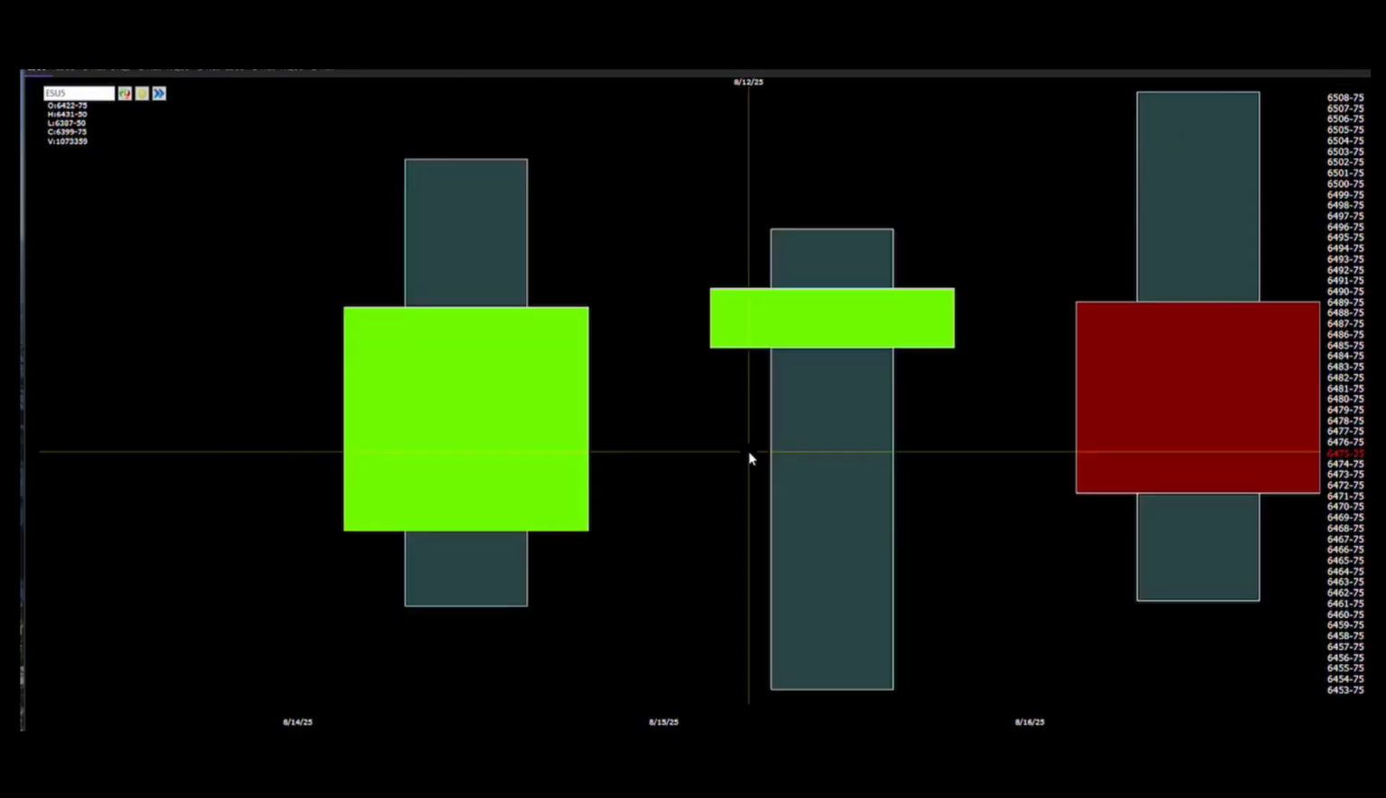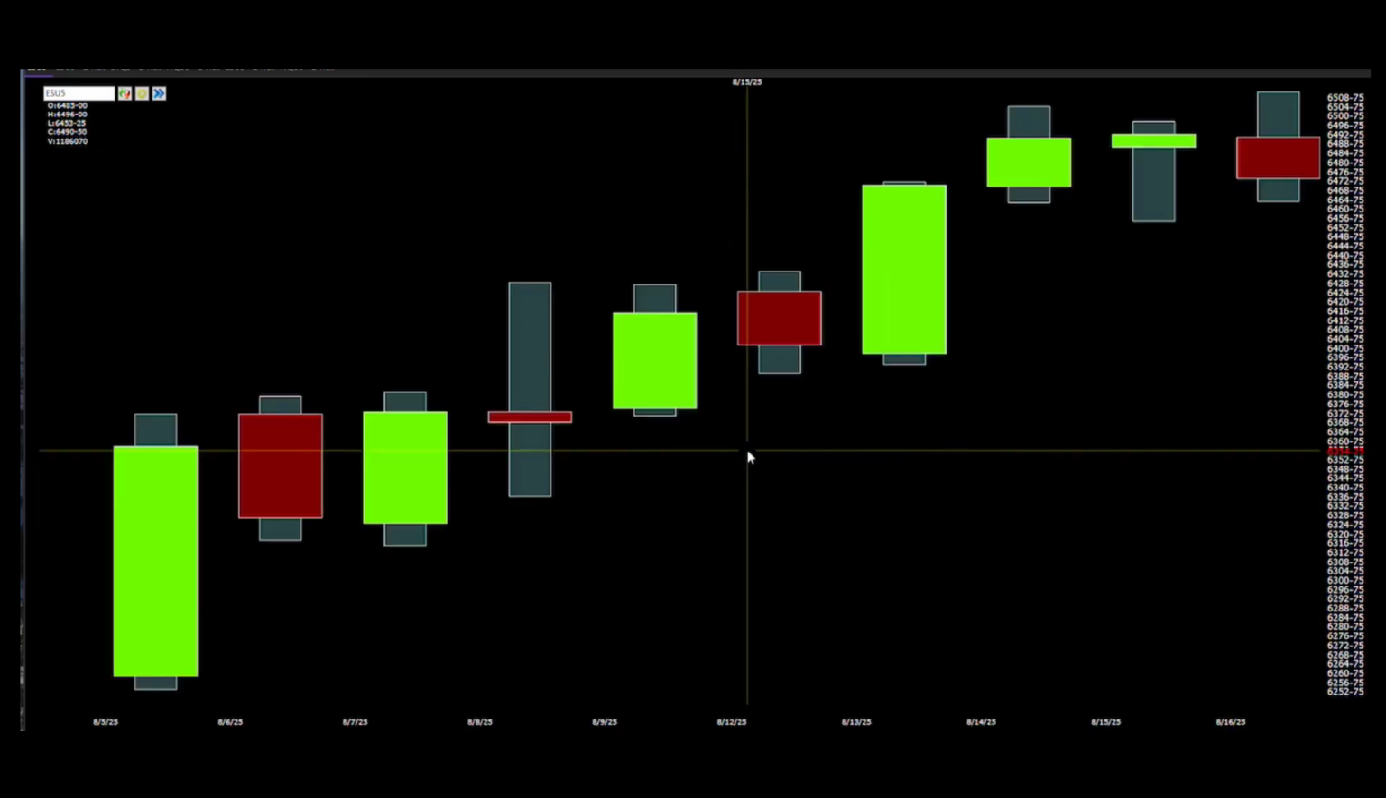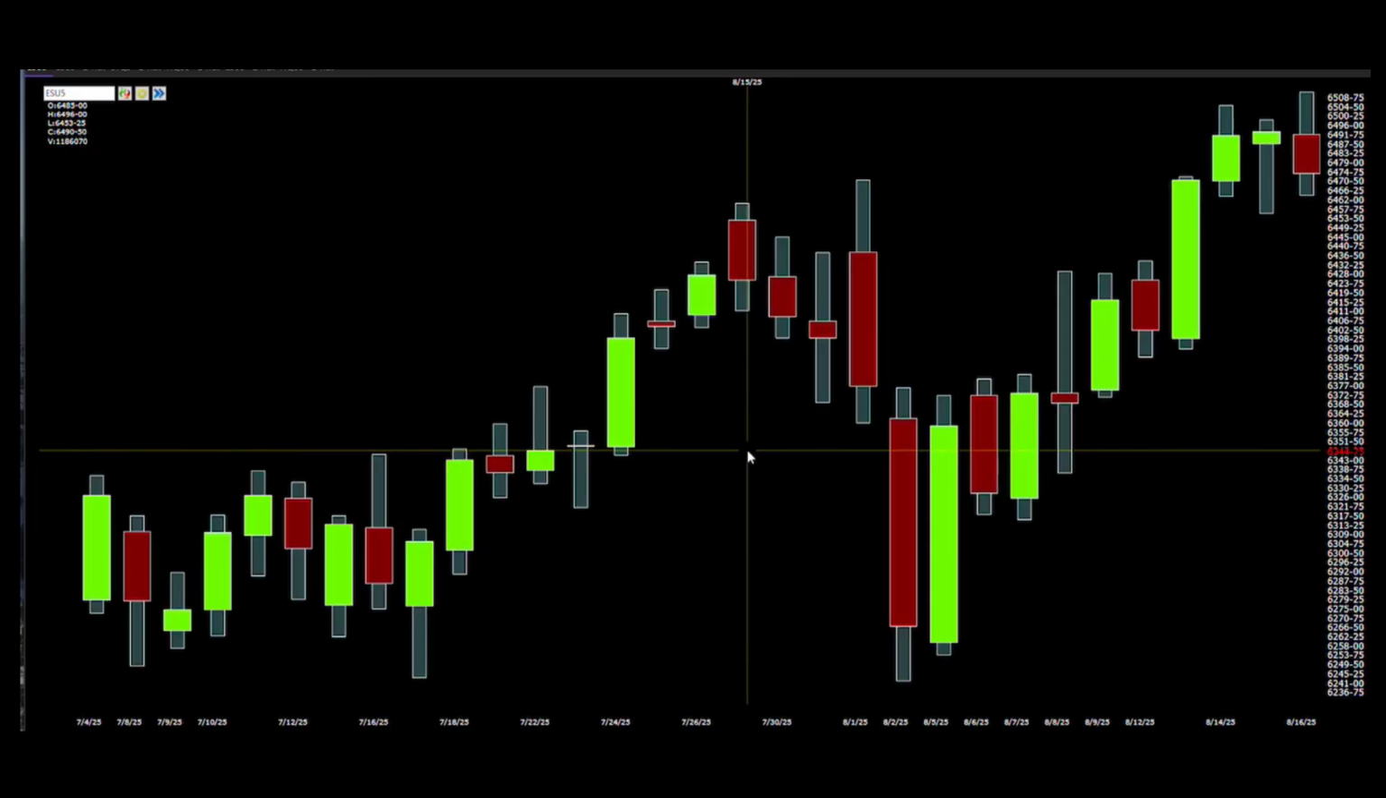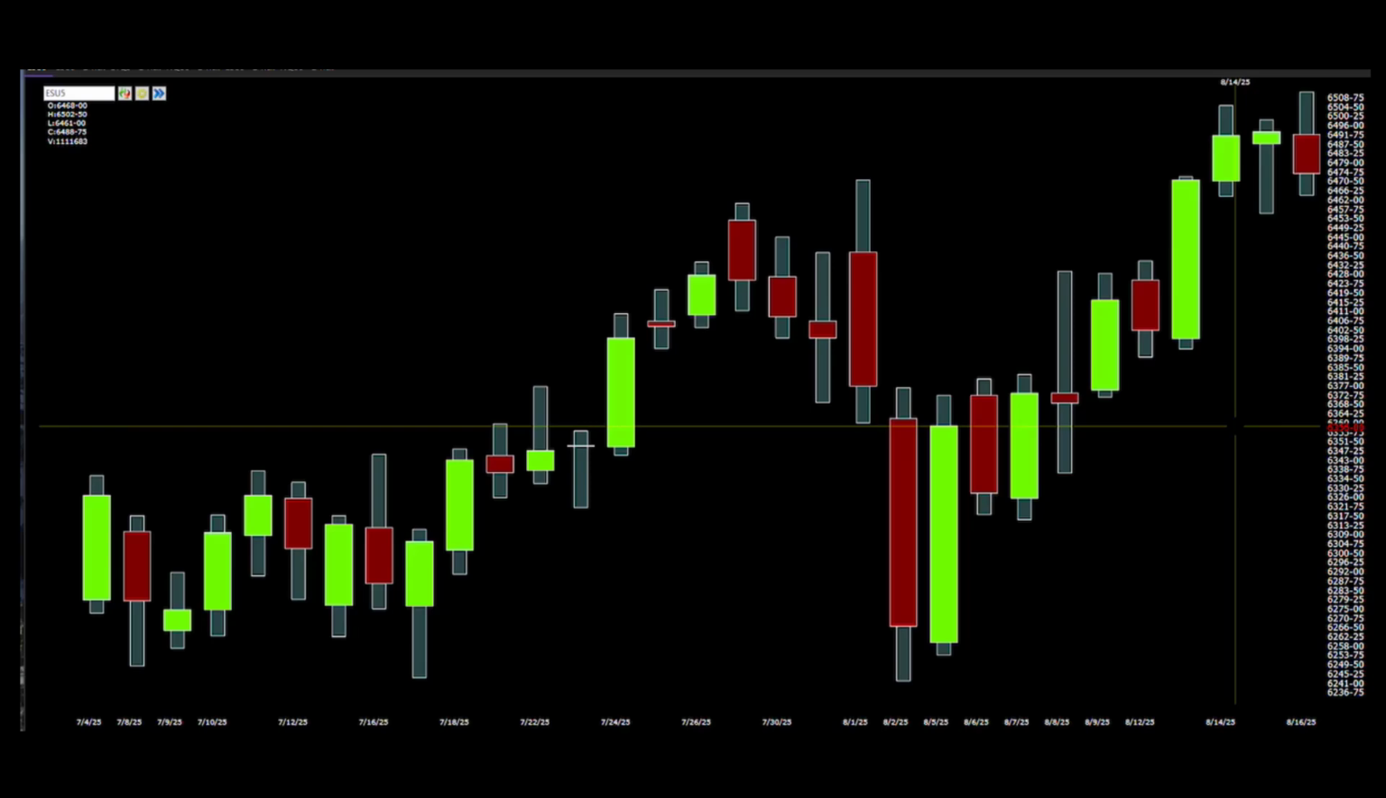So this is an ES daily 24-hour chart. So it's not just regular trading hours. This is the session of 7/31. This is August 1st. This is August 4th. You could see we had quite a substantial move off the July 31st highs all the way down to the lows.